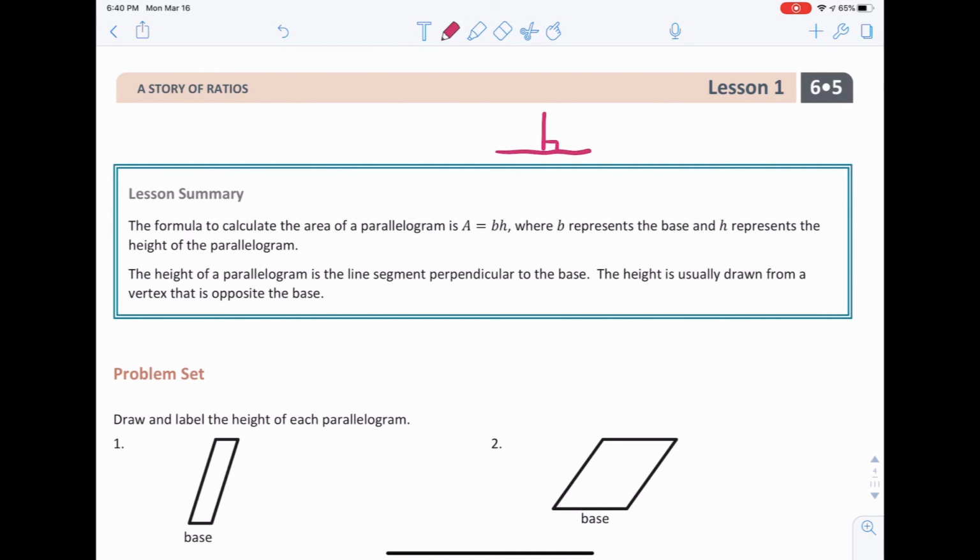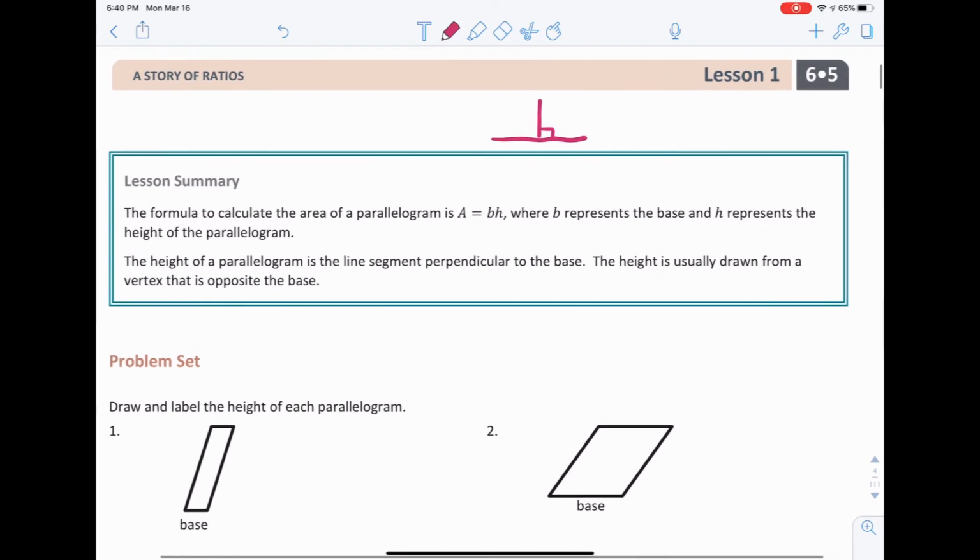Perpendicular to the base. The height is usually drawn from a vertex that is opposite the base. So a vertex that is opposite the base. Taking a look at this one as an example, question number 2, a vertex opposite the base. Here is a vertex, it's a corner on the top, and I would draw it straight down.